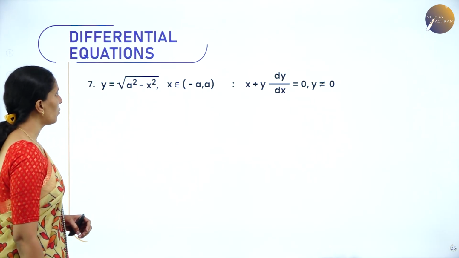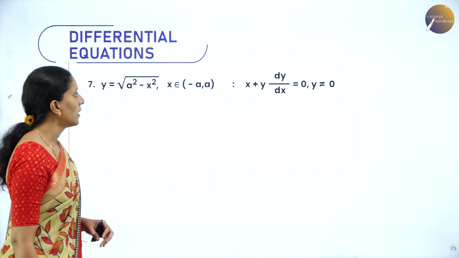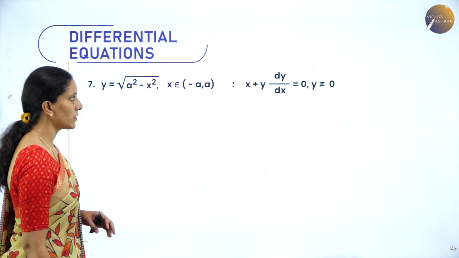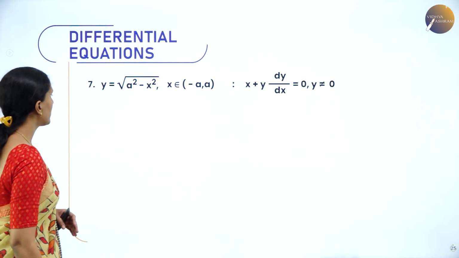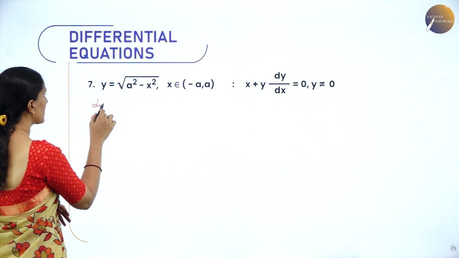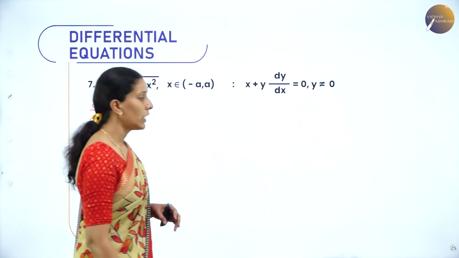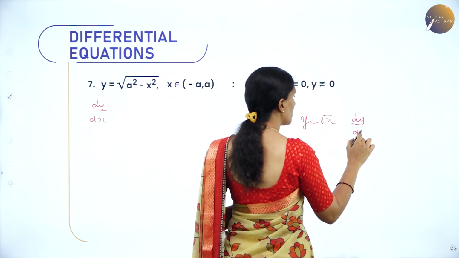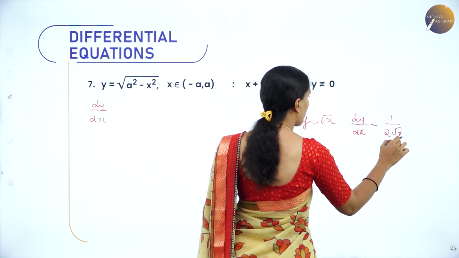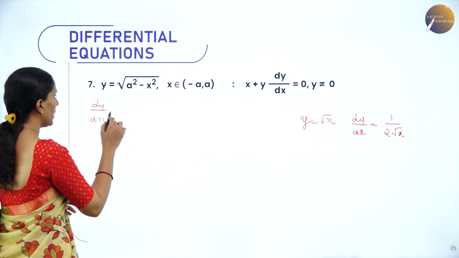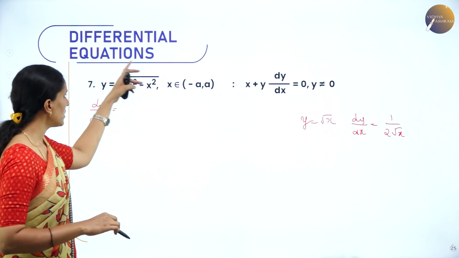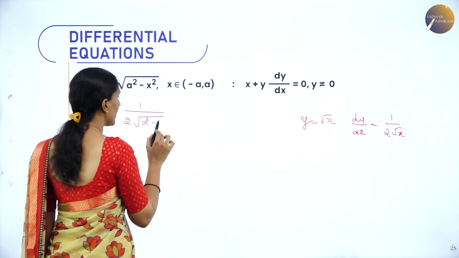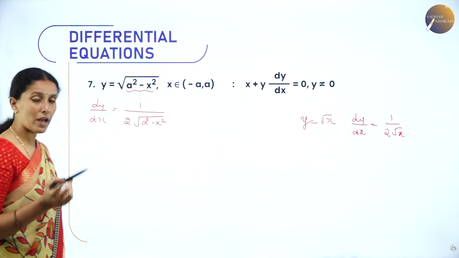Next, y is equal to root of a square minus x square, x belongs to minus a comma a. We have to show that x plus y into dy by dx is equal to 0, where y is not equal to 0. So now let us differentiate this. We need dy by dx. We know that if y is equal to root x, then the derivative of this function becomes 1 by 2 root x. So dy by dx is 1 by 2 root of a square minus x square, because in the place of x, we have a square minus x square.